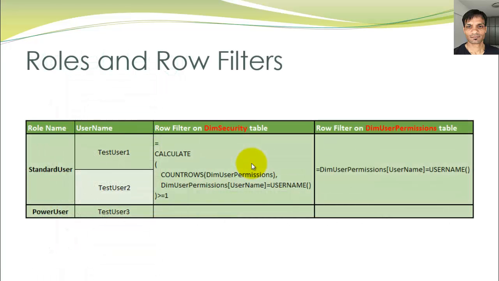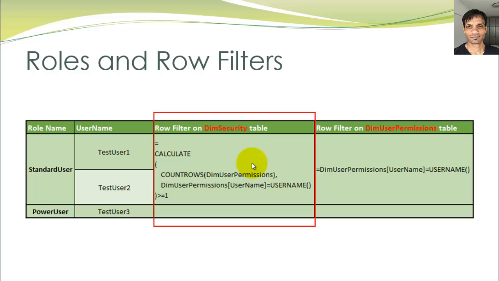To implement security, I will create two roles, standard user role and power user. I will assign test user 1 and test user 2 to the standard user role, and test user 3 to the power user. Then I will create one row filter on the dim user permissions table. This row filter will restrict users from seeing other users' permission data. Then I will create this row filter on the dim security table. This row filter will restrict the user from seeing sales data which he or she is not supposed to see. This filter will actually implement the security.